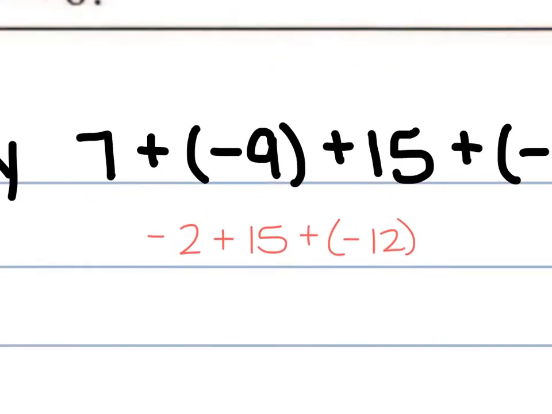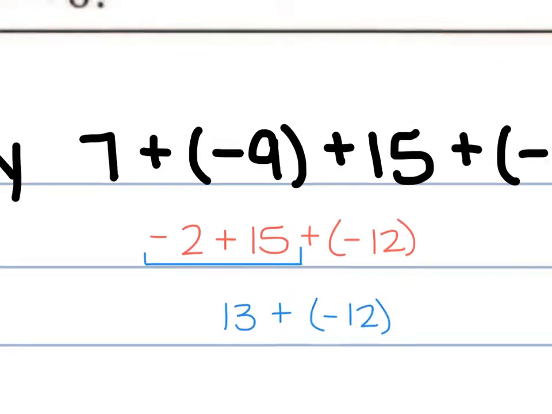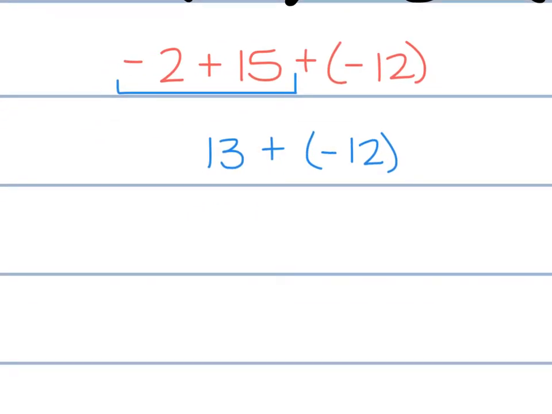So now we have negative 2 plus 15 plus negative 12. The negative 2 plus 15 is what we'll do first. Remember, this is the same exact thing as 15 minus 2, which is 13, plus negative 12. So now we have 13 plus negative 12, which is the same thing as 13 minus 12, which is just 1.